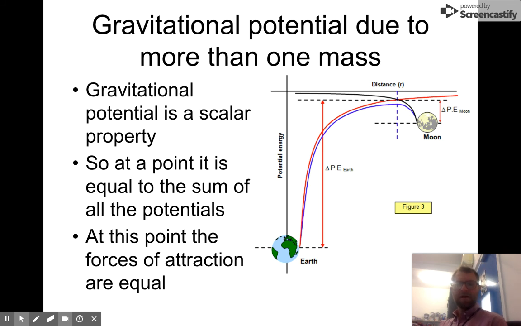My final note here is gravitational potential due to more than one mass, and this comes up in questions as well. Now, gravitational potential is a scalar property, so it's just a number. So that means at a point, let's say between the Earth and the Moon, there's a point where the gravitational potentials sum to zero. And this is the point where the forces of attraction are equal to each other. So basically they cancel out. So that's another feature that often comes up in questions, and that's something to work through. And often we'll do simultaneous equations to try and work out where that point r is. You'll be practicing that in the future.